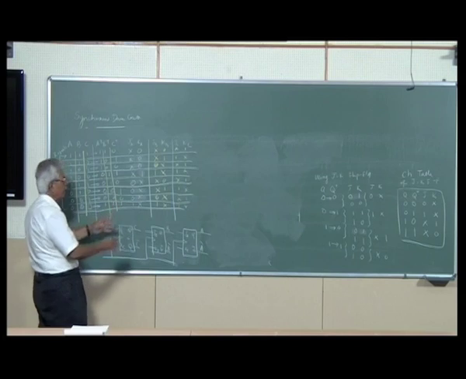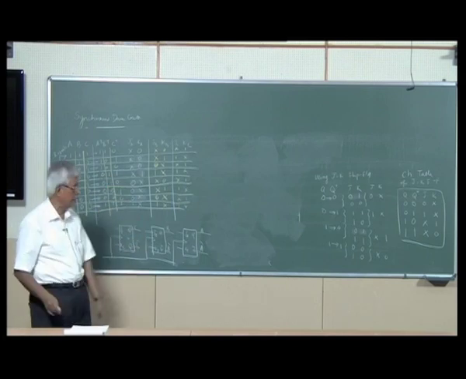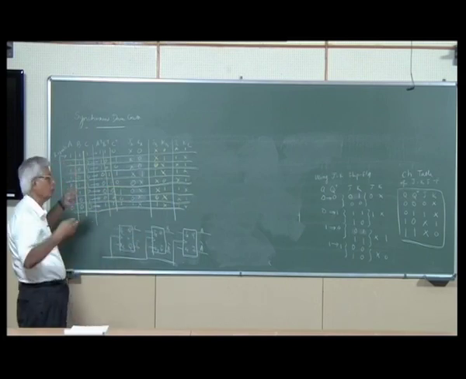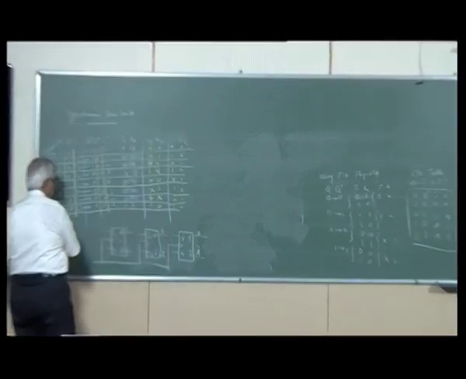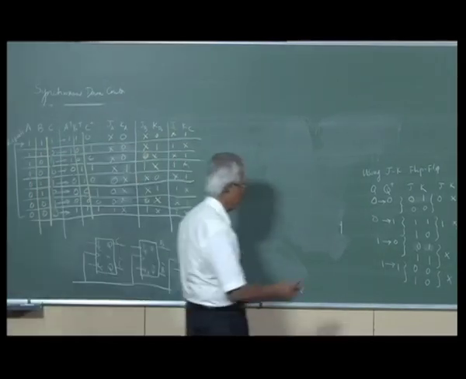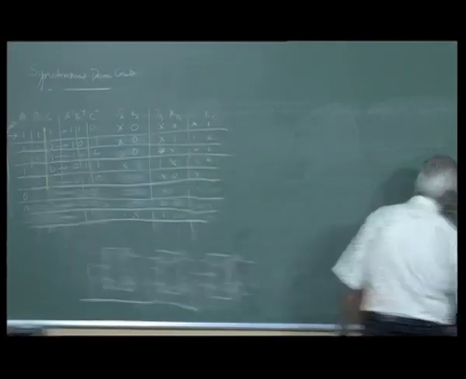Now I have JA, KA, JB, KB, JC, KC listed. Again you have to go through the same procedure of drawing Karnaugh maps and finding out JA, KA, JB, KB, etc. So instead of 3 maps you will have to draw 6 maps.